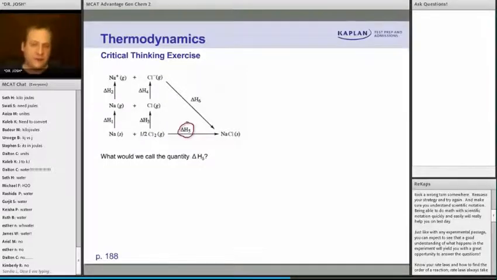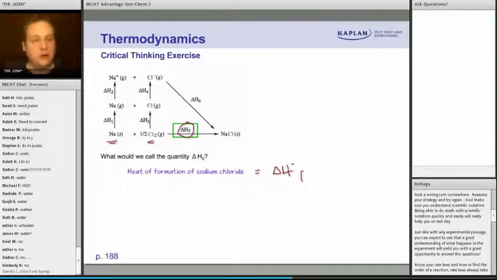Now let's do another critical thinking exercise, and I like this exercise. It ties back definitions from Chemistry 1 to remind us that sometimes when we can keep it basic, we're going to get a lot more points from it. Now, delta H5 has a special term. You're going to take sodium in its natural state and chlorine gas in its natural state and make sodium chloride.